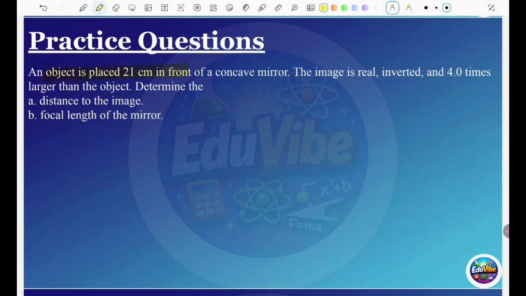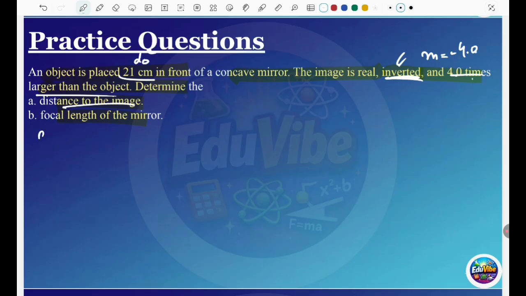An object is placed 21 centimeter in front of a concave mirror. The image is real, inverted and 4.0 times larger than the object. Determine the image distance and the focal length of the mirror. So the 21 centimeter is your DO, which is given, and this 4.0 times larger than the object means this is the magnification, and it's inverted. If it's inverted, the magnification should be negative, so it's minus 4.0 with no units. That small thing again matters: if it's inverted, you have to read the question carefully, then the magnification should be negative with no units.